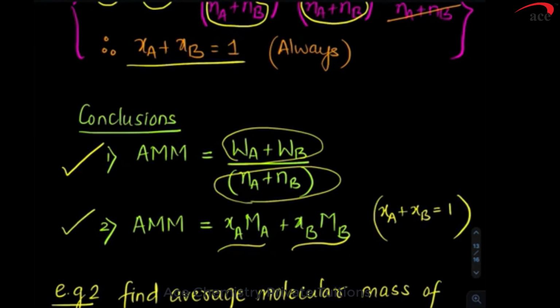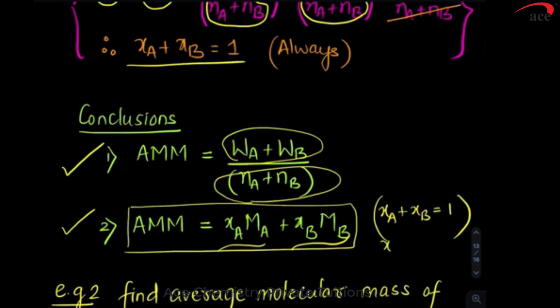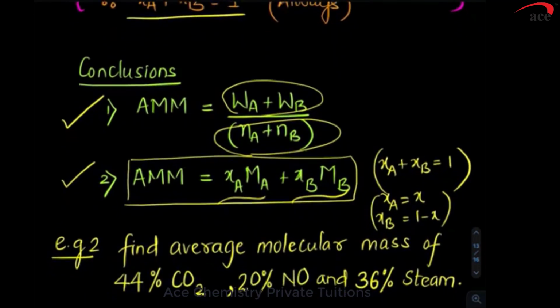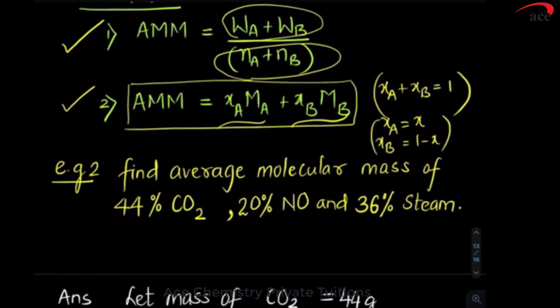So, the suggestion is, when you do numericals of average molecular mass, this will be a far better formula, because we can take XA as X and XB can be taken as 1 minus X. Such a type of formula can be used.